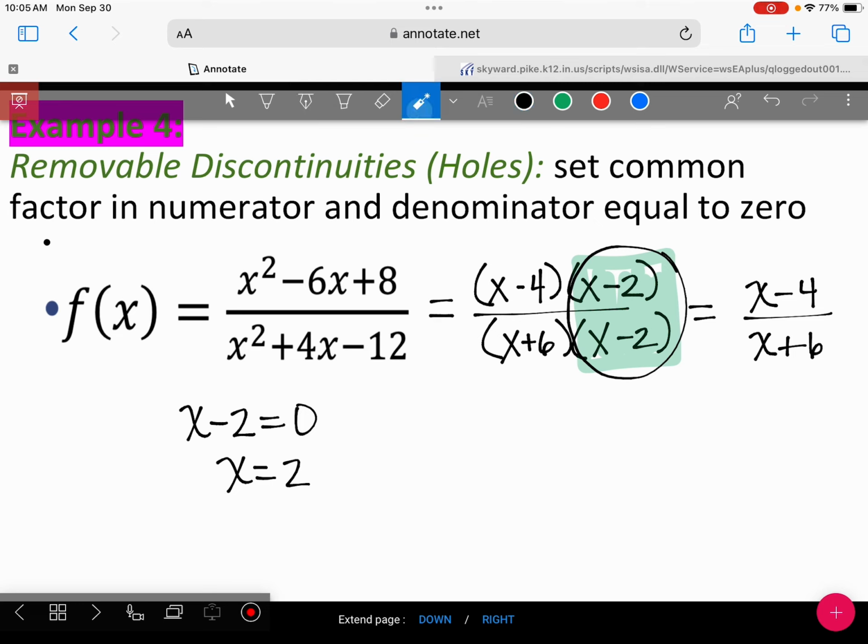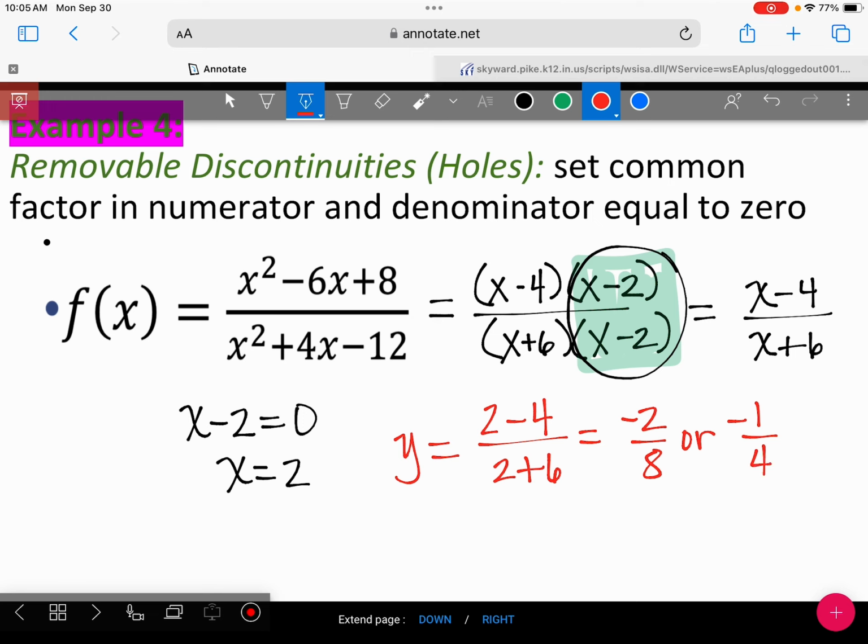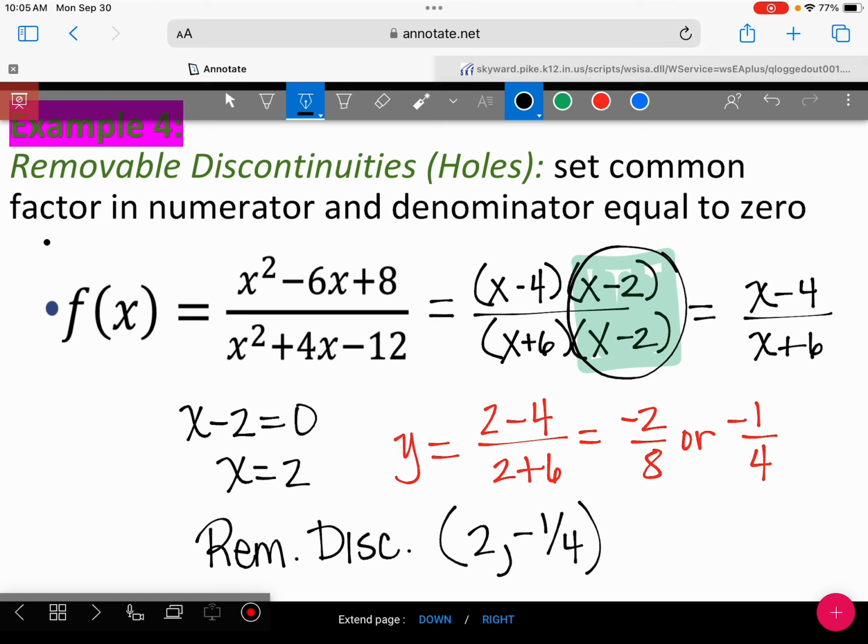And now let's take that 2 and substitute it into the equation we have left after we factor out that x minus 2. So the y value would be 2 minus 4 over 2 plus 6, which is negative 2 over 8, or negative 1/4. So we have a removable discontinuity, and that would be at positive 2, negative 1/4. So this graph will have a hole in it at that point.